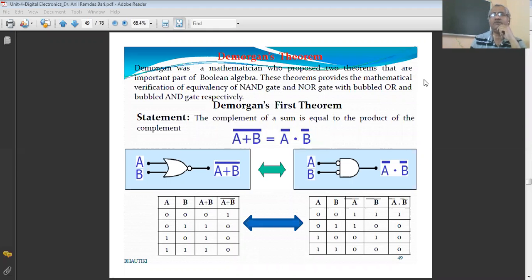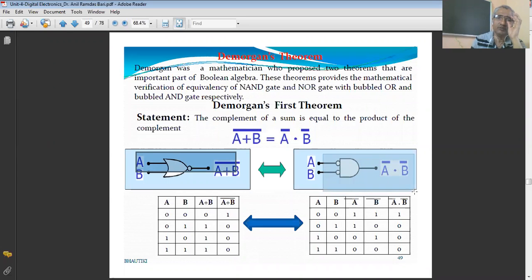So this theorem provides the mathematical verification of equivalence of the NOR gate, which is equivalent to the bubbled AND gate. What do we mean by bubbled AND gate? We will see. Suppose these are the inputs A and B to the OR gate. The first symbol is the symbol of the OR gate, and this bubble is the symbol of the NOT gate. Therefore, this represents a NOR operation.